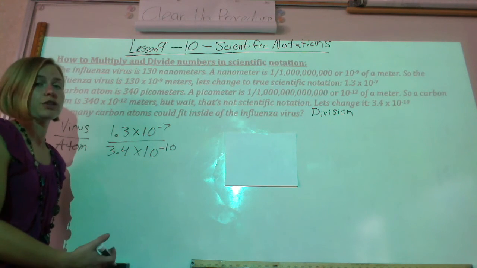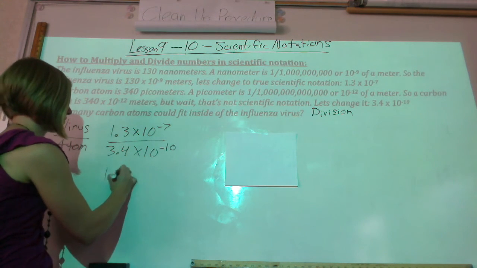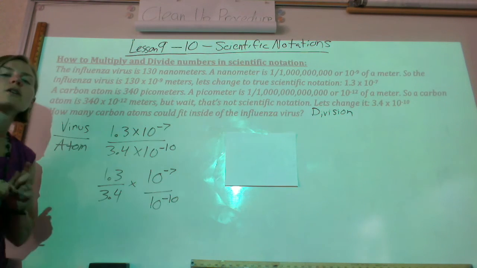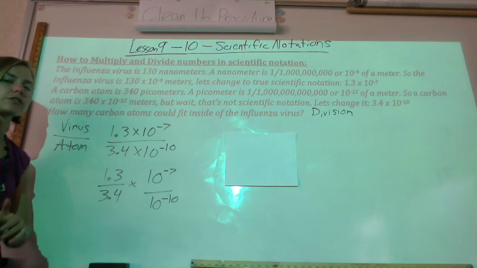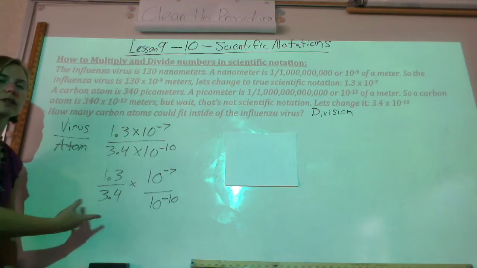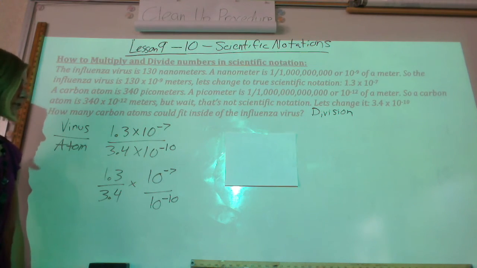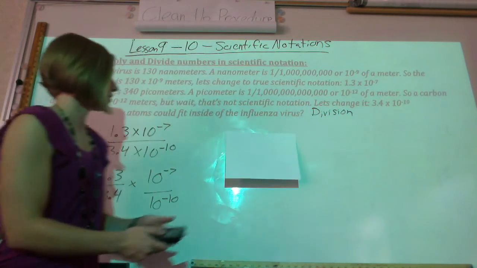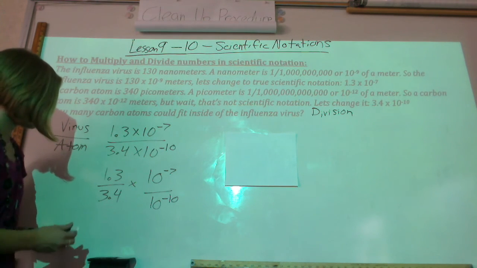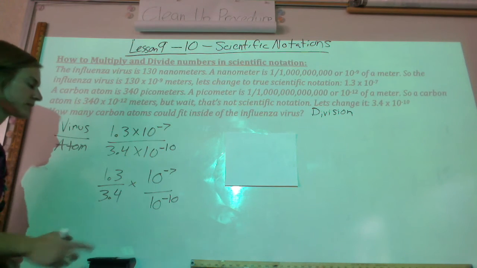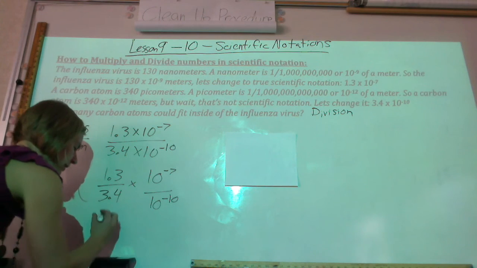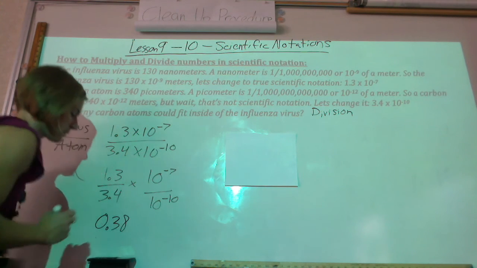Because in math, you can do that. So we have 1.3 over 3.4, and then we can put the 10s over each other. Hopefully now it's looking a little bit more similar to something you've done before. This is just a regular division problem that you've done since like 3rd grade. So let's grab our trusty calculators and do 1.3 divided by 3.4. Hopefully you got the same thing I did. And let's round to 2 decimal places. Since these have only two numbers, let's round to 2. So I got 0.38. Hopefully that's what you got.